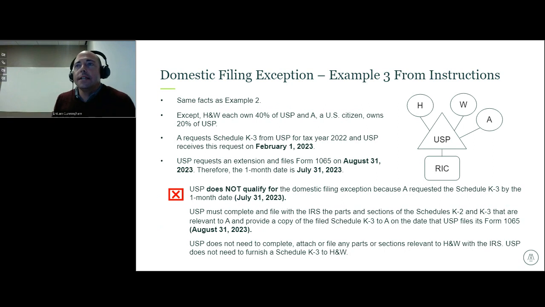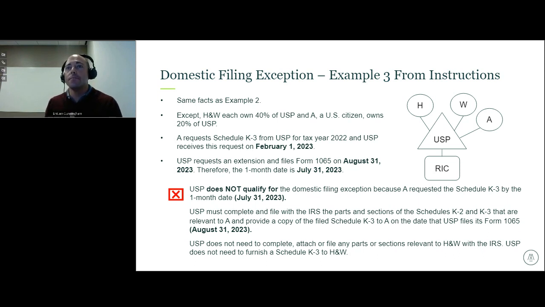So under the second example, we still have H&W, but in this case, they each own 40%, and there's a new partner here, partner A, who's also a U.S. citizen, who owns 20%. In this case, A does request a K-3 from the U.S. partnership for tax year 2022, and the partnership receives the request by February 1st, 2023, and then USP extends and files the return on August 31, 2023. So what's the one month date? It's July 31, one month before the form was actually filed.